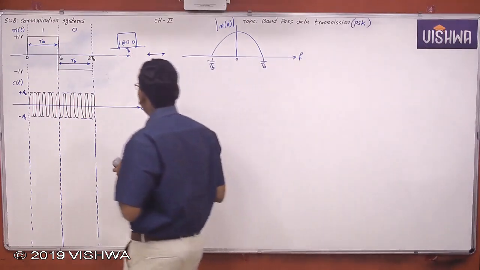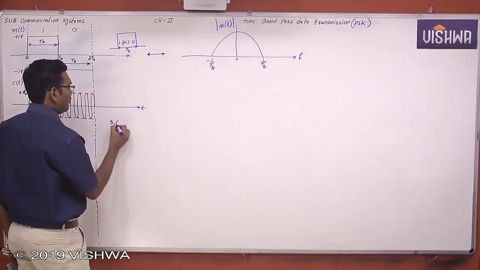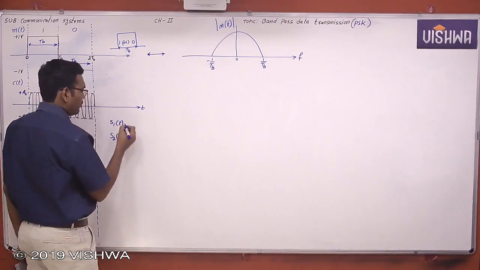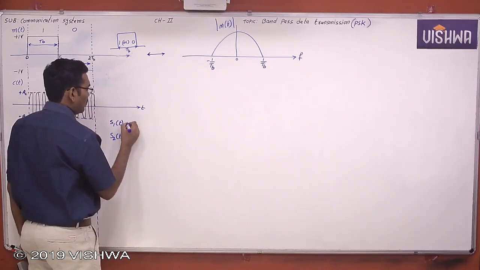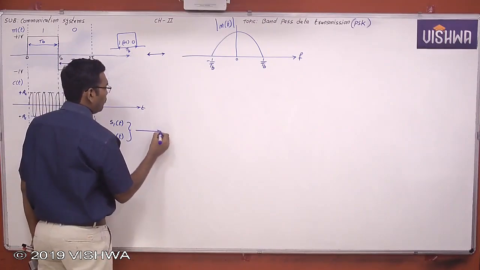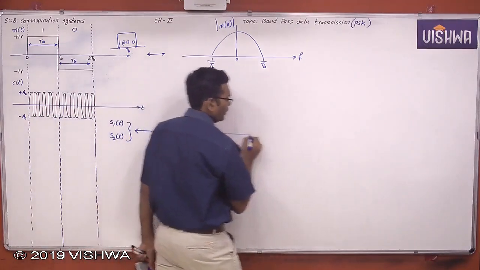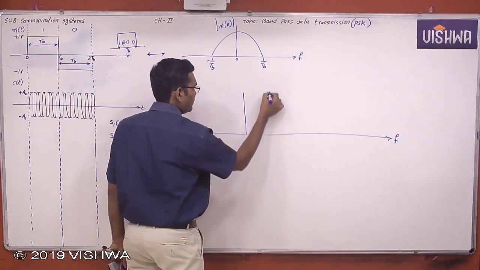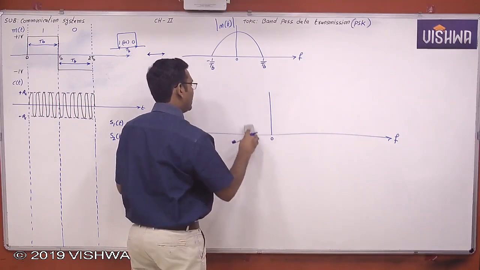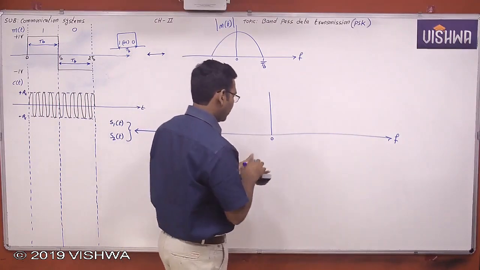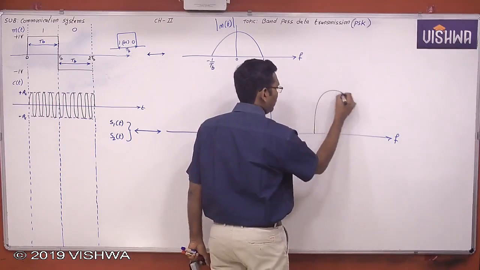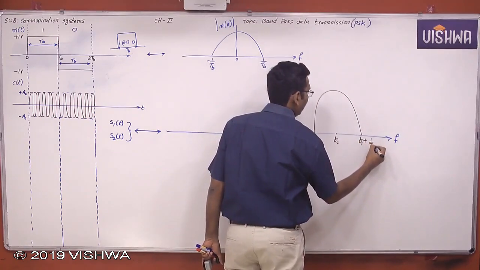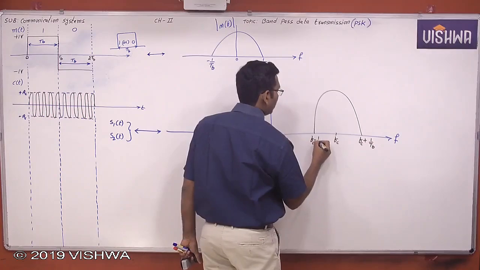But what I want is the Fourier transform of S1 of t and the Fourier transform of S2 of t. What is the Fourier transform of S1 of t? AC cos 2 pi Fc t. Now this is S1 of t or S2 of t. Now this spectrum is shifted to the right side as well as the left side by an amount of Fc. Now this is Fc, and Fc plus 1 by Tb, Fc minus 1 by Tb.